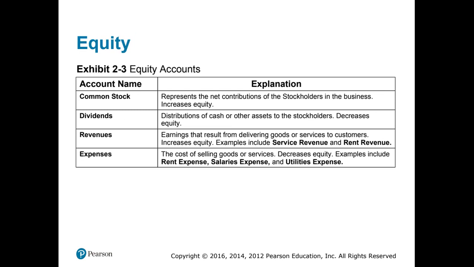And then equity accounts. These accounts are where you find your common stock, dividends, revenues, and expenses. And so common stock, this represents the net contributions of the stockholders in the business, and it increases our equity. Dividends are distributions of cash or other assets to the stockholders. This decreases our equity. So dividends is when we're paying the money out. So it's going to decrease our equity. It's a distribution to our stockholders.